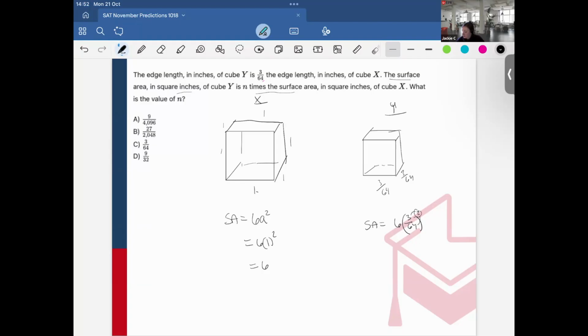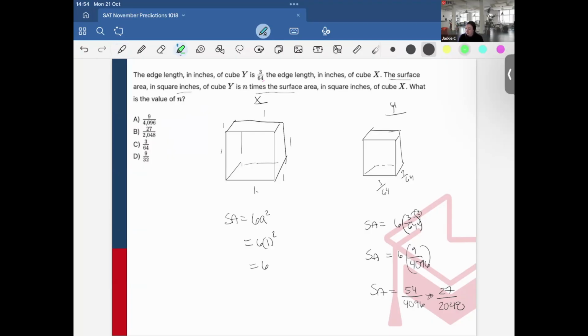Make sure you square the top and bottom. So this would become 9 over 4,096. Which I can multiply by 6 and make this 54 over 24,576. And dividing everything by 2, this would simplify to 27 over 2048. Okay, so I can see that would be the surface area of cube y.